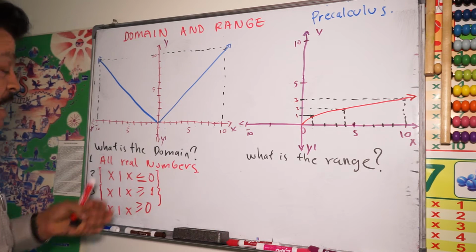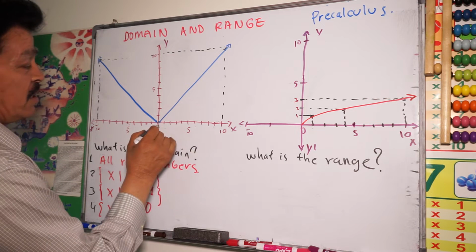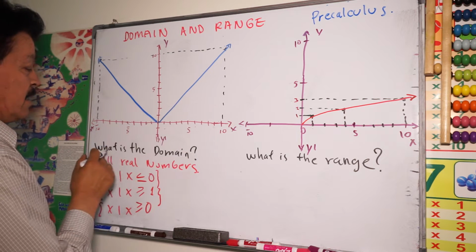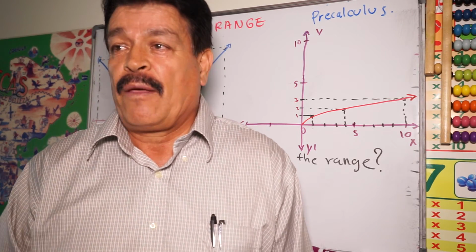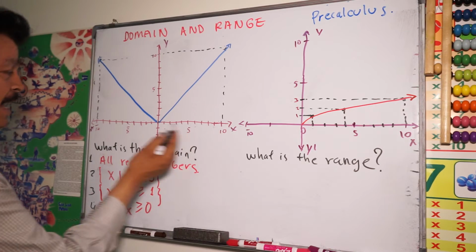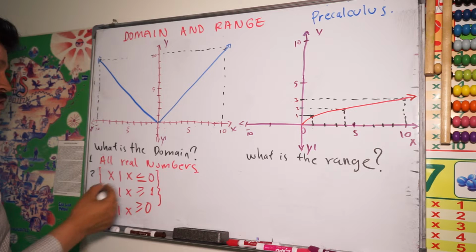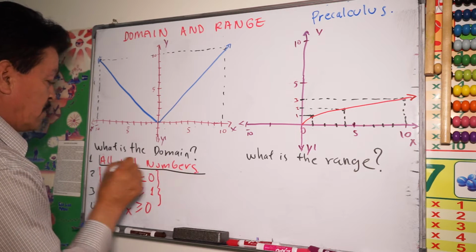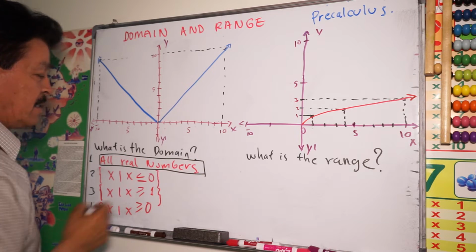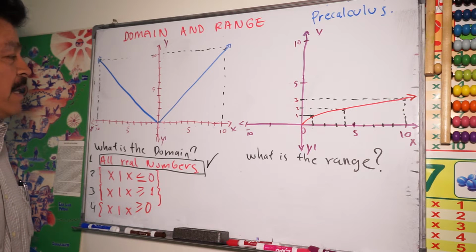So the right answer here is the first one. Why? Because the domain of the function is the set of all possible x values. So look at this, to the right and to the left. So the right answer is all real numbers. This is the true answer for the domain in the first graph.